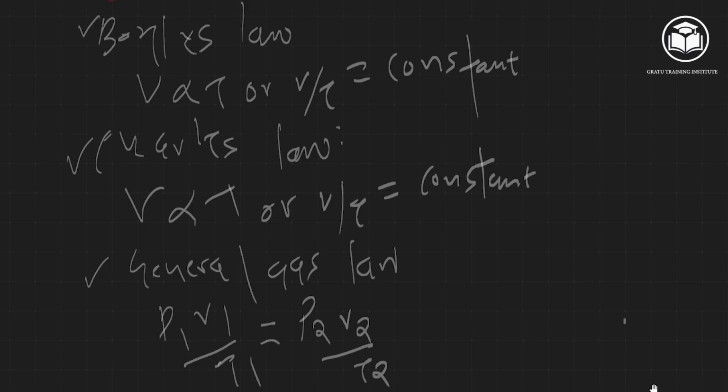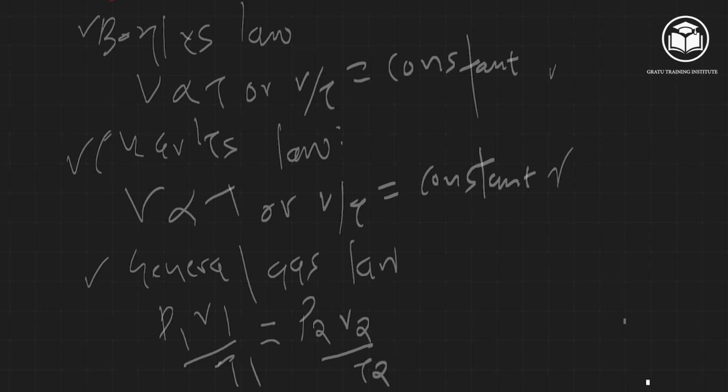I'm going to give a summary of this. Boyle's law states that the volume of a fixed mass of a gas is inversely proportional to its pressure at a constant temperature. The same for Charles' law: the volume of a fixed mass of a gas at a constant pressure is directly proportional to its Kelvin temperature, which is given by the equation that I wrote here for Charles' law.